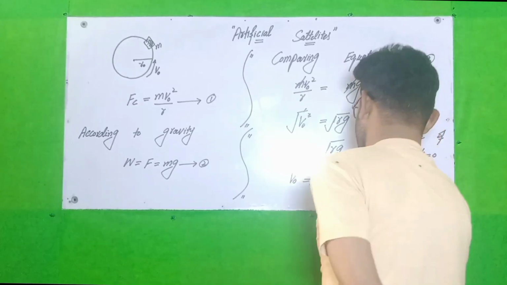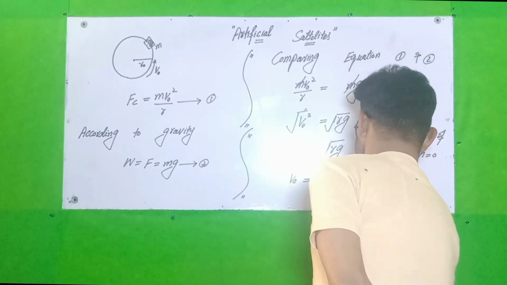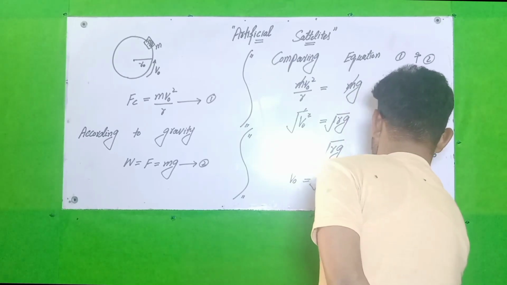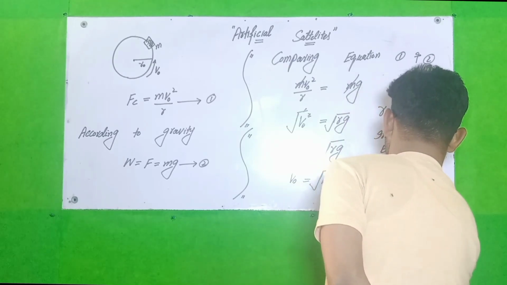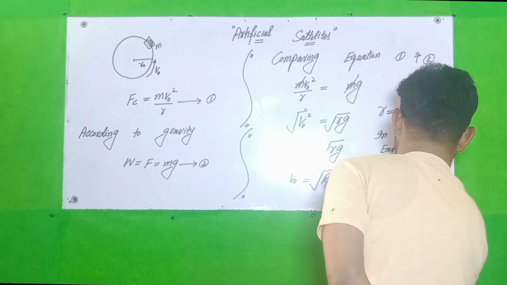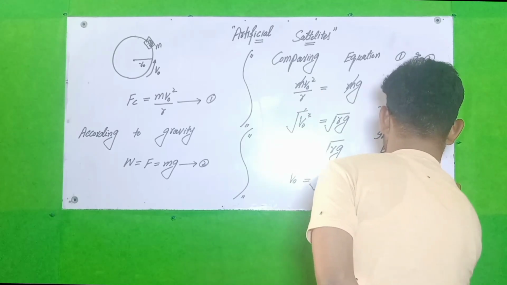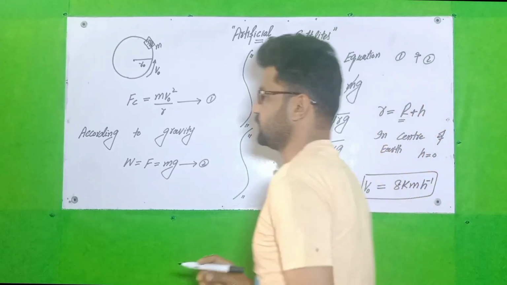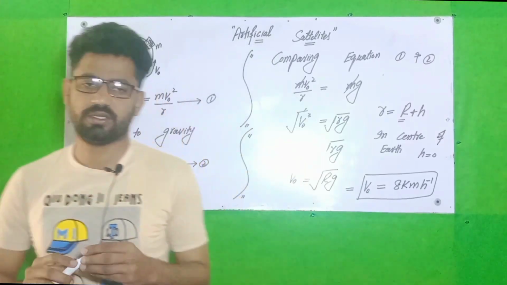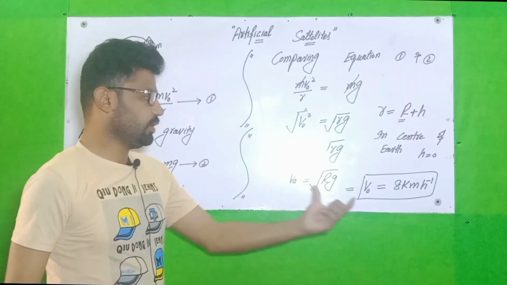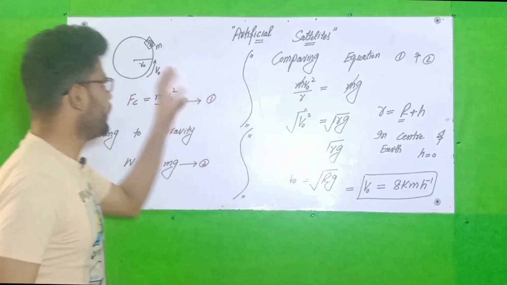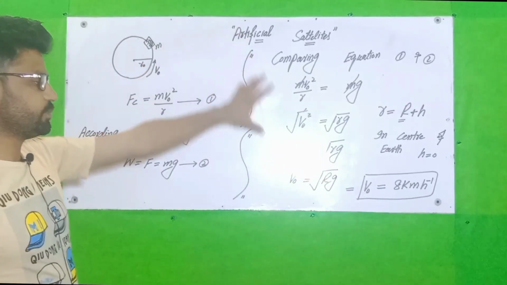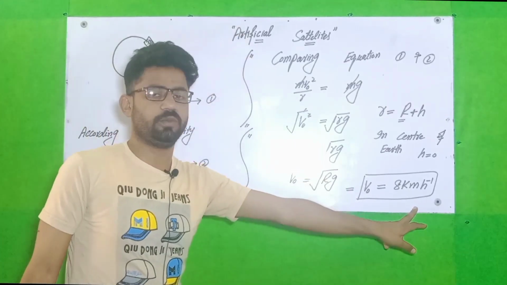After that, concluding, we write v naught is equal to 8 kilometer per hour, which is the required speed, the required expression, the required formula to calculate the speed of artificial satellites, v naught is equal to 8 kilometer per hour.